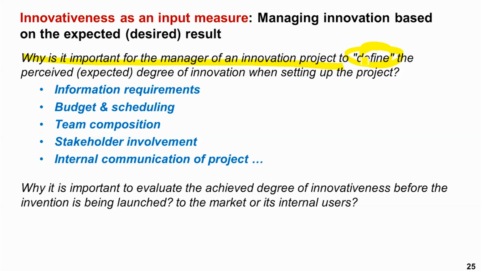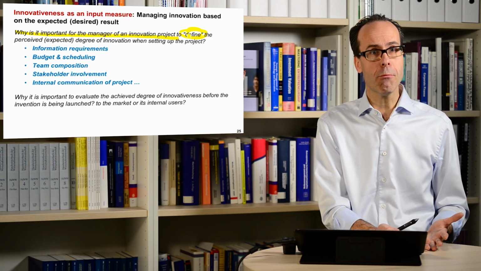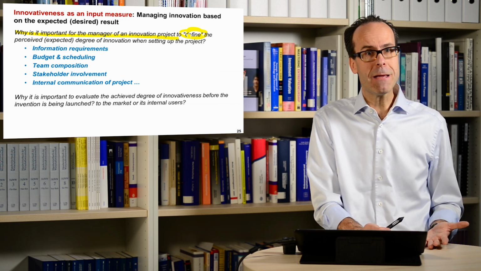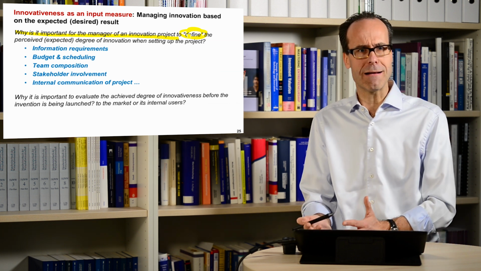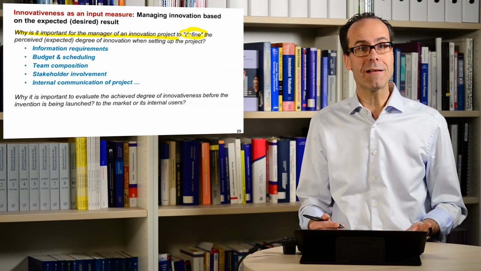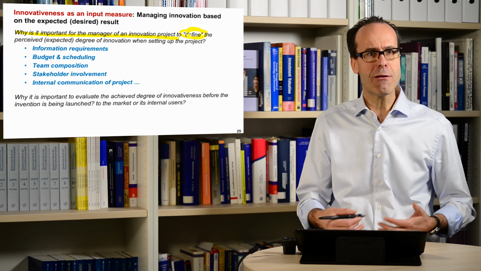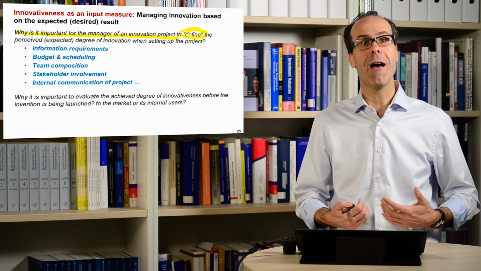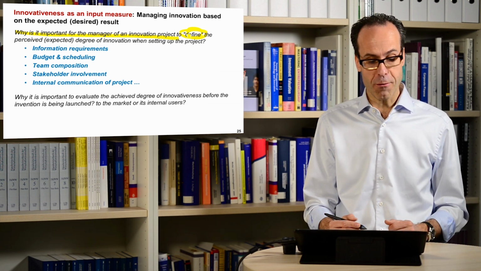How do we have to compose our team? If we just want an incremental improvement, well, we may have a functional team of very experienced people. If we want to create something radical new, we may compose our team with people that did not work for our company, that are outsiders, that really bring a fresh perspective to this project.